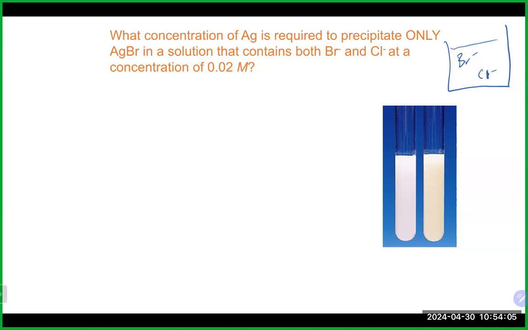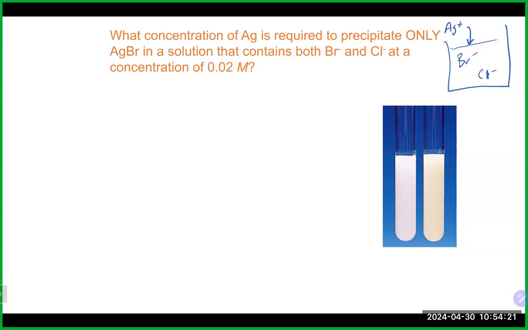And we know based on our solubility rules that if we add silver to it, they should precipitate out. We should get silver chloride. We should get silver bromide. So we want to add silver to this to precipitate these guys out.